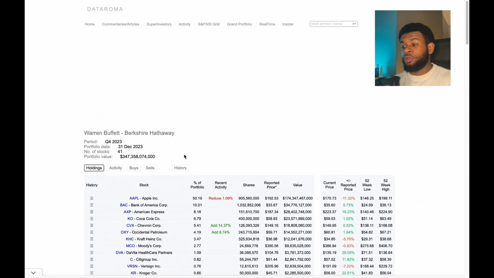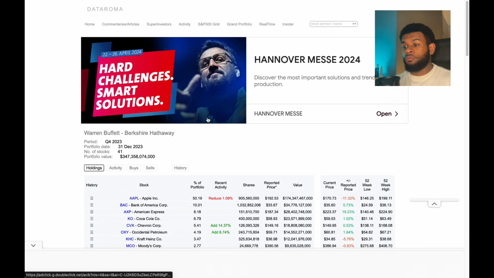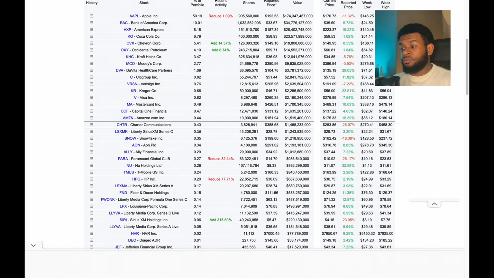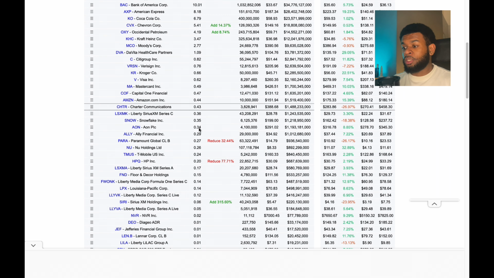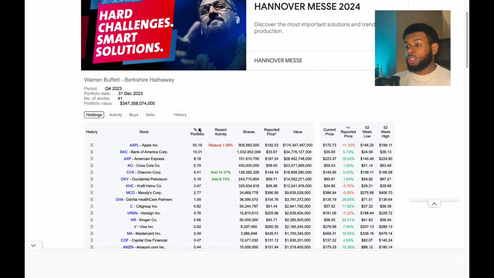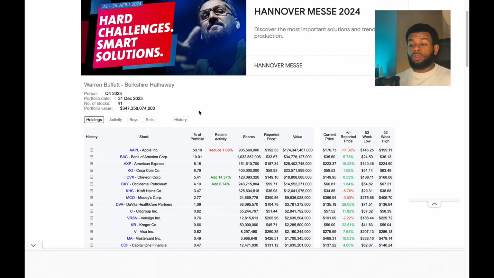So if we go and click on Warren Buffett's profile, you can see that most of his portfolio is invested within Apple. We can see all the companies that he's invested in, whether he's reduced any shares, added any shares, and all of this data, which is pretty interesting to see. You know, one of the greatest, if not the greatest investors of all time. You can have a look at exactly what he's invested in.